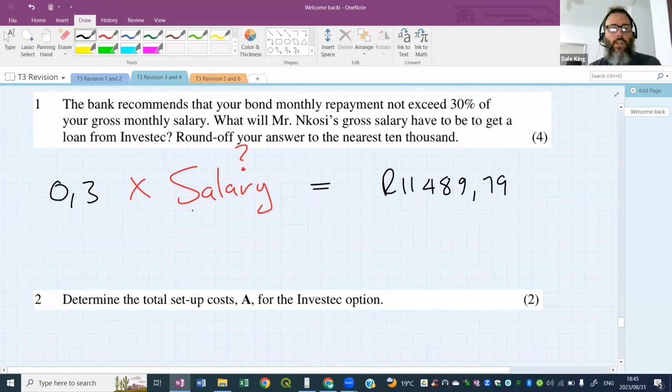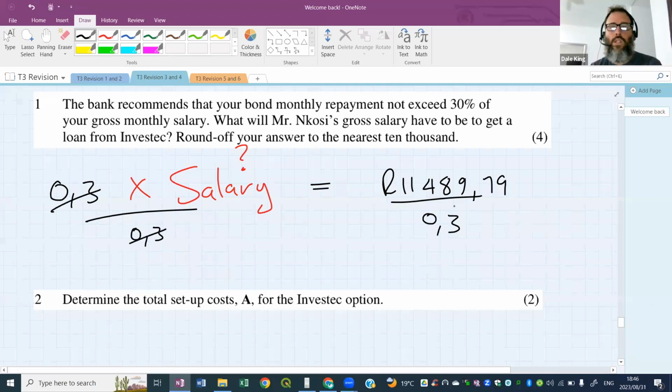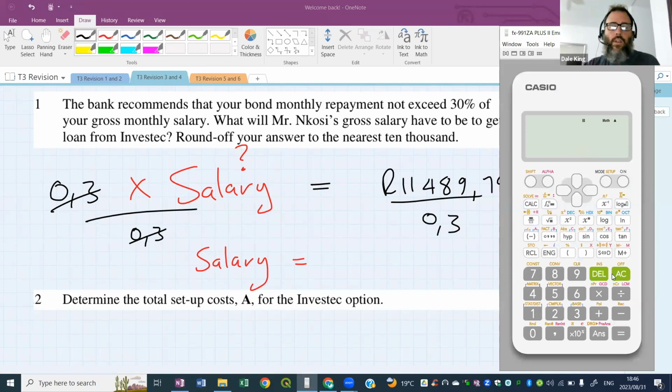To find out the salary, we got to divide. But we do it on both sides. To get the salary by itself, the 0.3 on the left-hand side there, we can divide by 0.3 and it'll cancel. But what you do on the left, you must do on the right. So the salary will be 11,489.79 divided by 0.3, or 30%. All right, so let's do that.